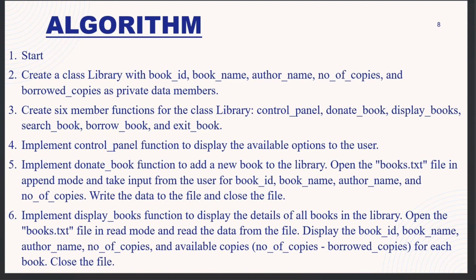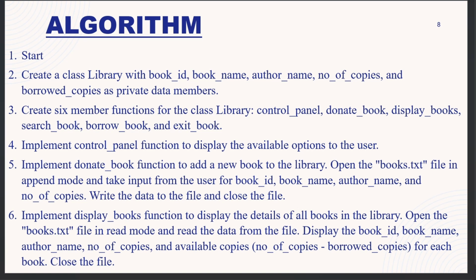The file is then updated with a new number of copies and borrowed copies and then closed. Finally, the return book function allows the user to return a book. It takes input from the user for the book ID to return and opens the book text file in read and write mode. The file is then searched for the book with book ID equal to the entered ID.